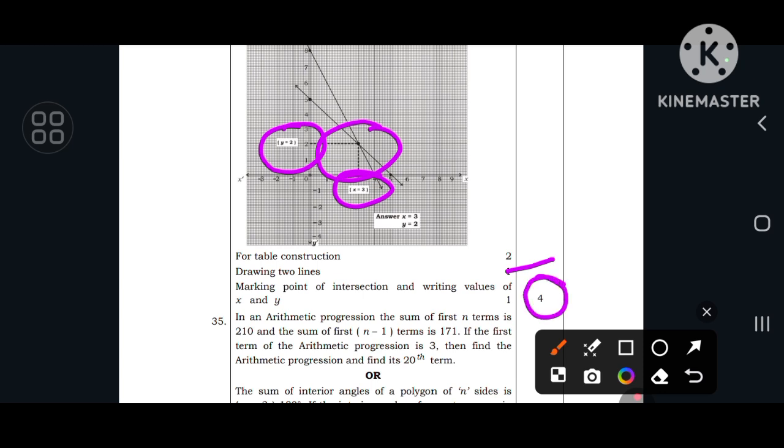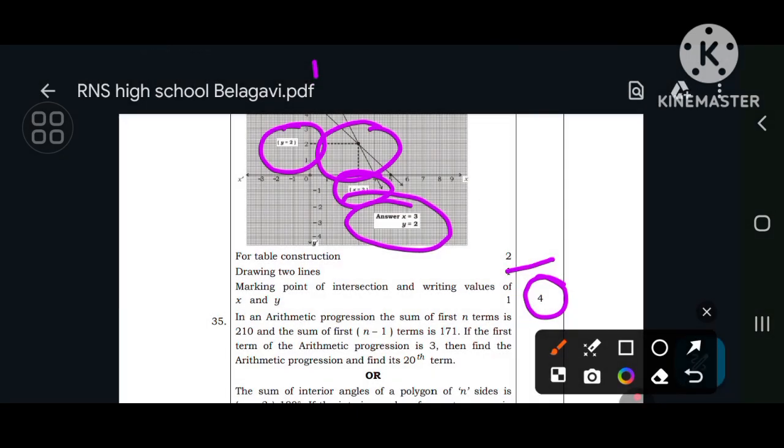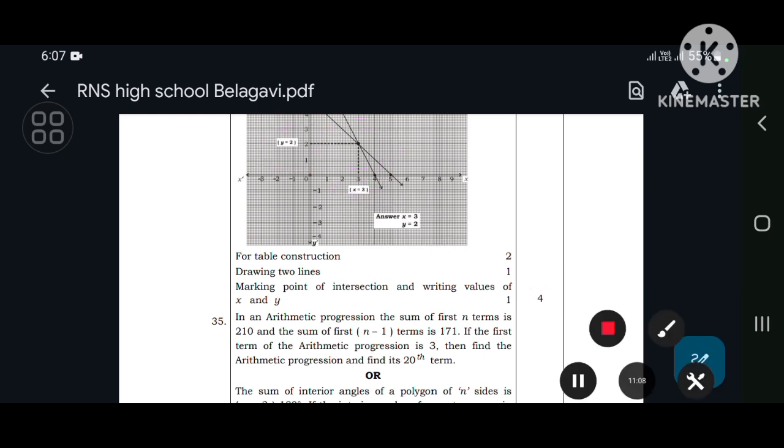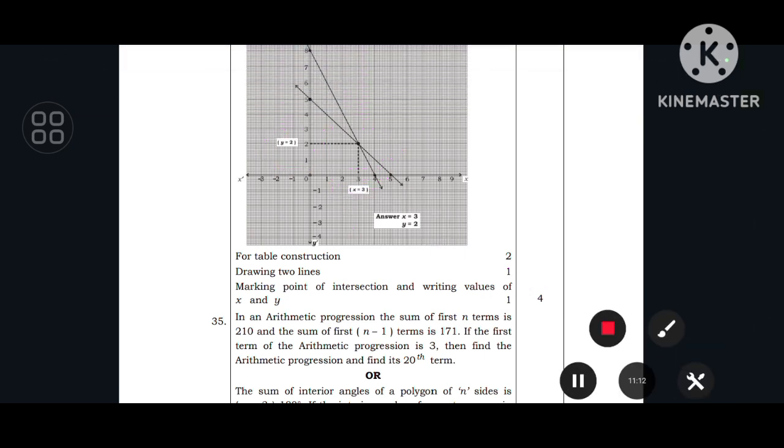This graph is for 4 marks, but remember what I said, you have to write all these points in your examination. If you don't write these points, you will directly lose the marks, and if you only draw the line, you will only get 1 mark. Are you satisfied with your marks if you get only 1 mark for your graph?